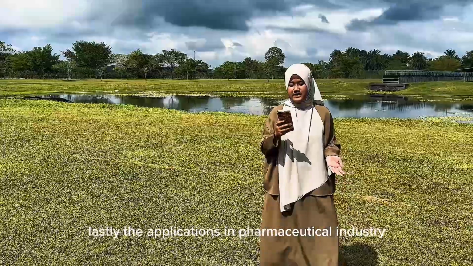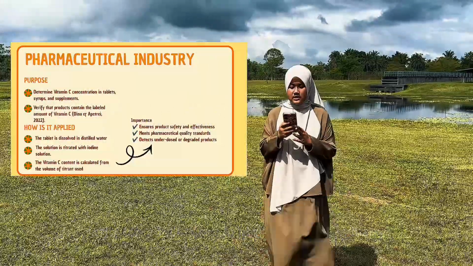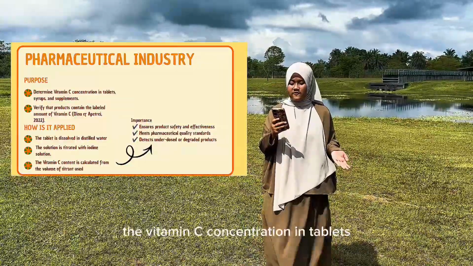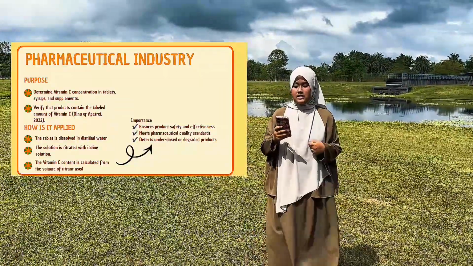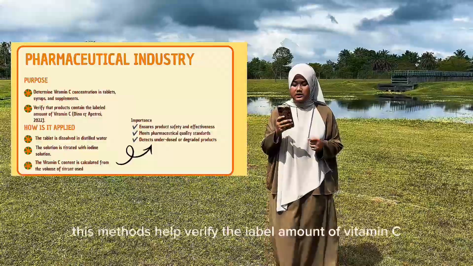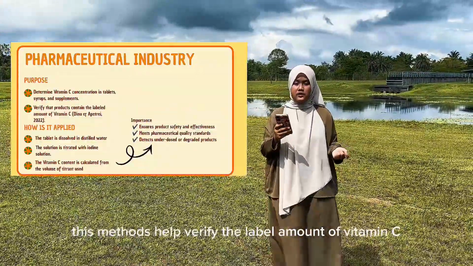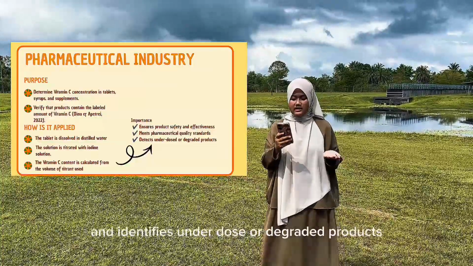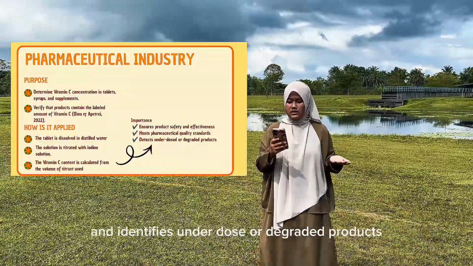Lastly, the applications in the pharmaceutical industry. In the pharmaceutical industry, titration is used to determine the vitamin C concentration in tablets, syrup, and supplements. These methods help verify the amount of vitamin C, ensure product safety and effectiveness, and identify underdosed or degraded products.